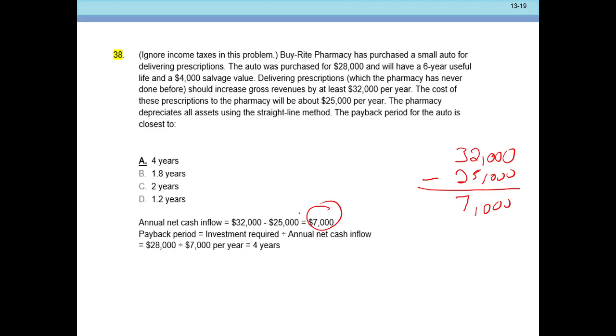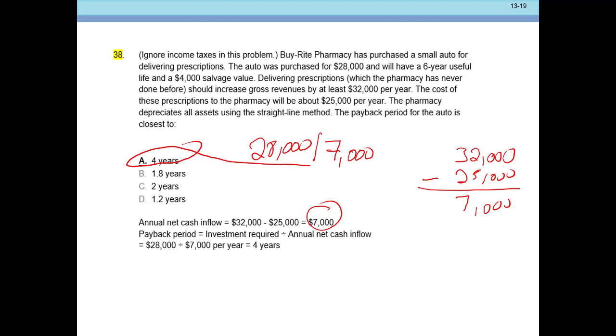Now I initially spend this 28,000. So if I take the 28,000 and divide it by the $7,000 a year, that's something even I can do in my head, that's 4 years to recoup the investment, right? Okay, so pretty easy, right?